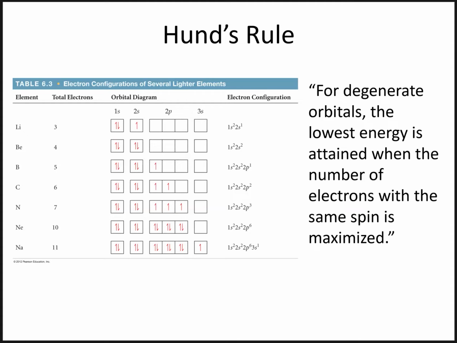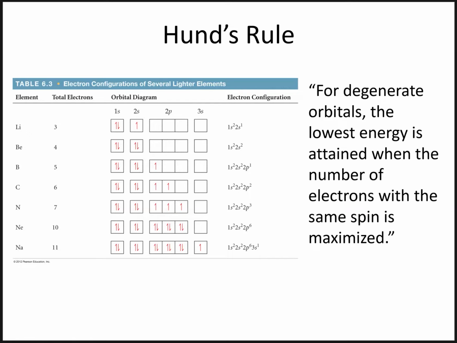When we fill electrons into orbitals, we must obey Hund's rule. Hund's rule basically says for degenerate orbitals, the lowest energy is obtained when the number of electrons with the same spin is maximized. That is, electrons will spread out before they pair up with their opposite spin. So all the orbitals will take an upspin before they will take a downspin. You cannot have, for example, an up, down, and up in one particular set of orbitals.